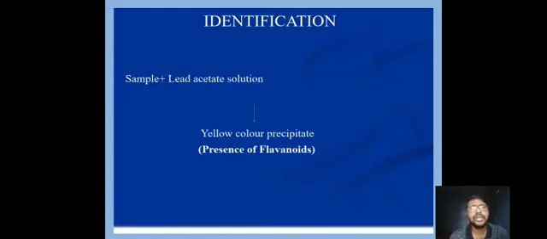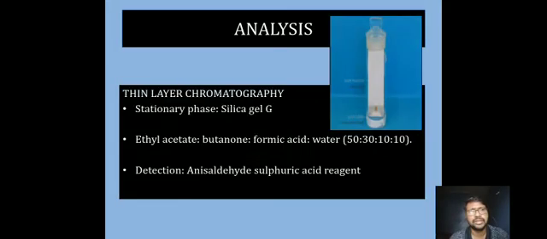The second test: the sample is treated with lead acetate solution, which gives a yellow color precipitate, indicating the presence of flavonoids. In the third test, the sample is treated with ferric chloride solution, which gives a dark green color. That also indicates the presence of flavonoids.